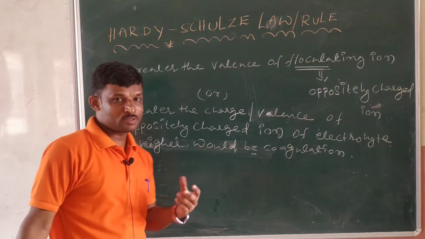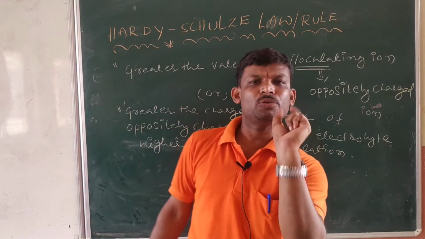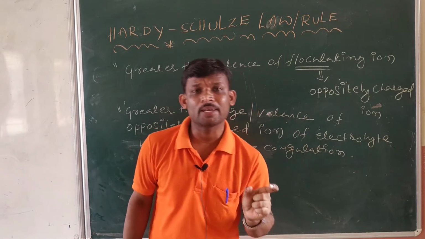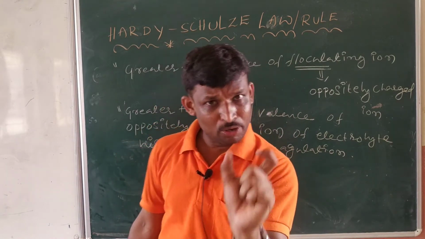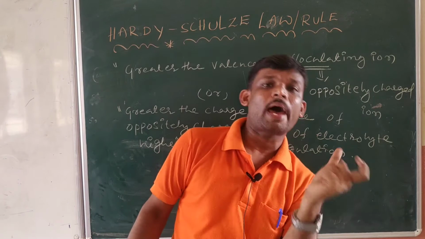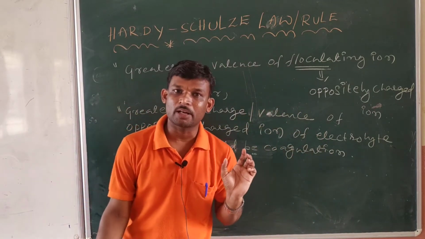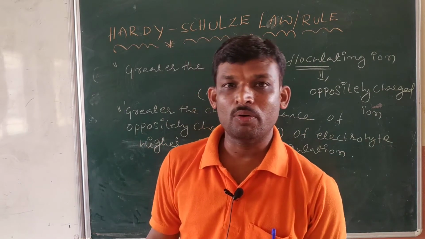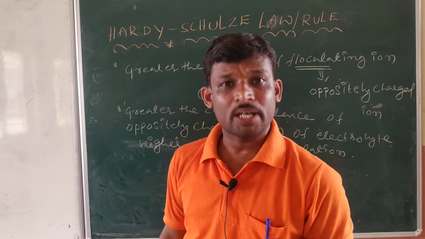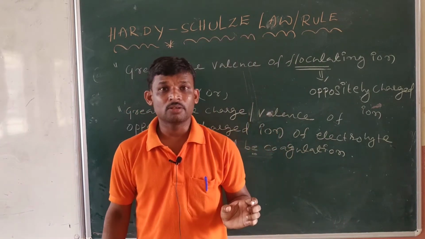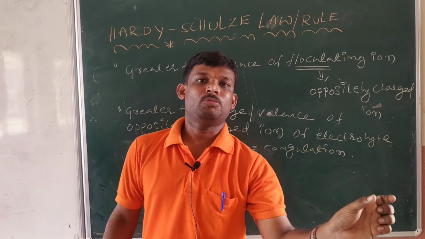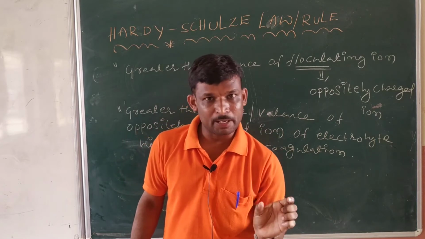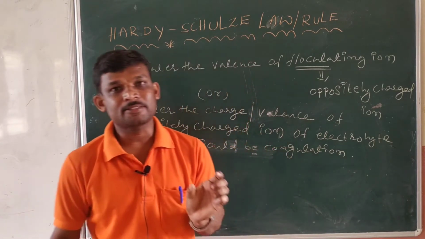For example, I told you very clearly, when I am adding the electrolyte, the same aluminum sulfate is added to the negative sol as well as the positive sol. When I am adding the aluminum sulfate to the positive sol, the electrolyte containing the sulfate ions interacts with the positive sol particles. Am I right or not?